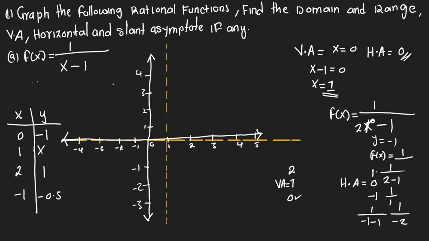0, negative 1 is at this point. Okay. 0, negative 1 is at that point. 2, 1 is at this point. So, have you seen? Then negative 1, 0.5. Negative 1, 0.5 is at this point.